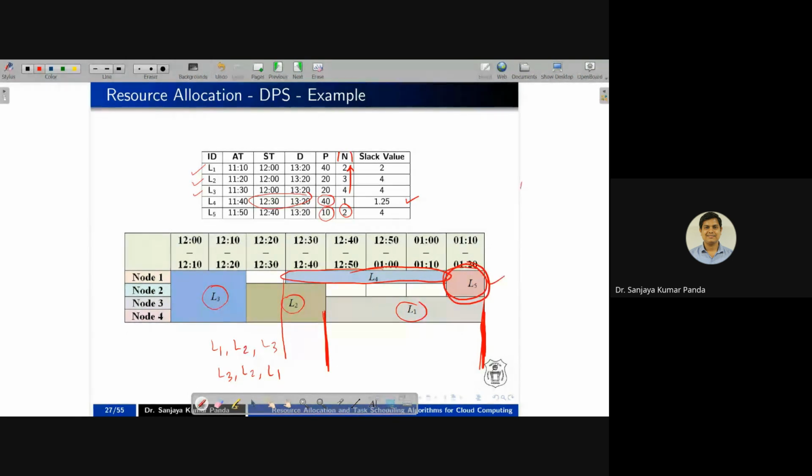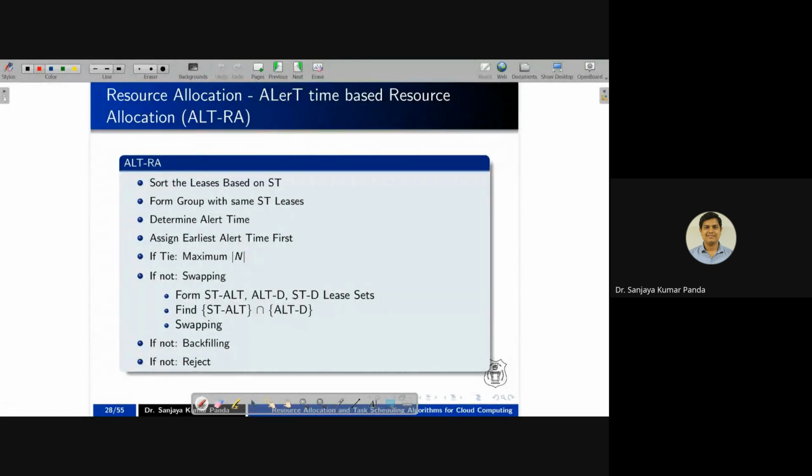So how many leases did Hygia accept? Hygia accepted 3 out of 5, whereas the DPS algorithm accepted 5 out of 5. The number of leases accepted is more in the case of DPS. Alternatively, we can say the number of leases rejected in the DPS case is minimum. So DPS provides a better result in comparison with Hygia. Then there is another algorithm called alert time based resource allocation, called ALTRA.